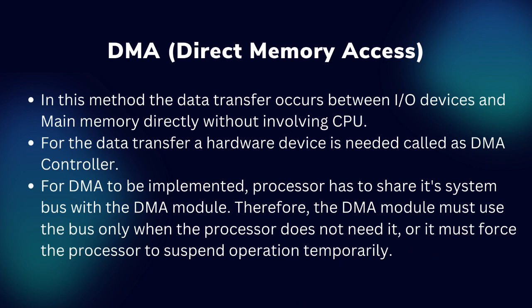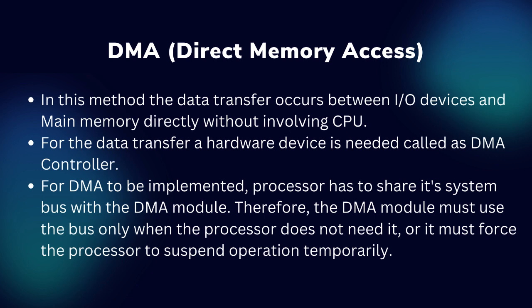Myself Hrushikesh Patankar from Group 6, and the third method of data transfer is DMA, which is direct memory access. In this method, the data transfer occurs between input and output devices and main memory directly without involving the CPU. For the data transfer, a hardware device is needed, called the DMA controller.